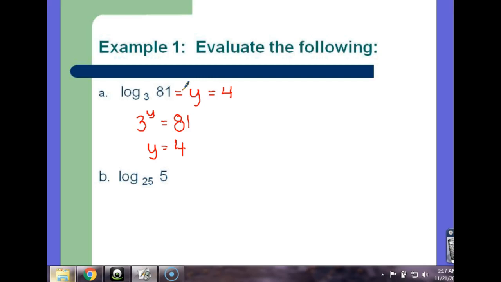So log base 25 of 5, well, that's kind of like saying, okay, 25 to what power is 5? Yeah, 1/2. We need it to be a square root. So log base 25 of 5 is 1/2.